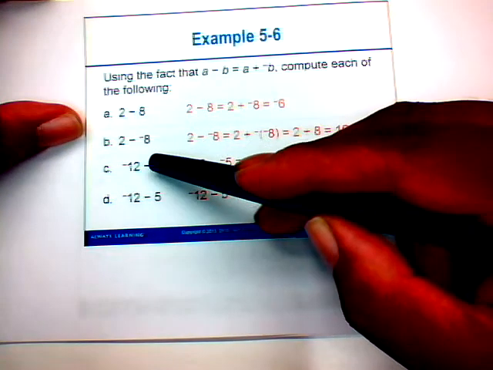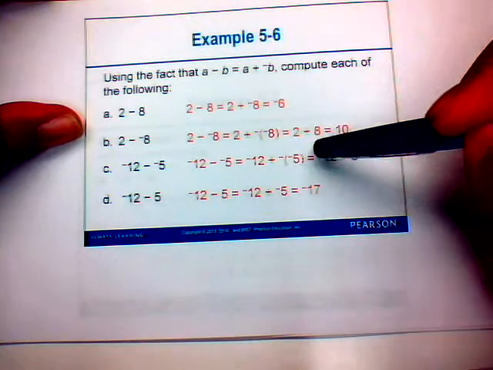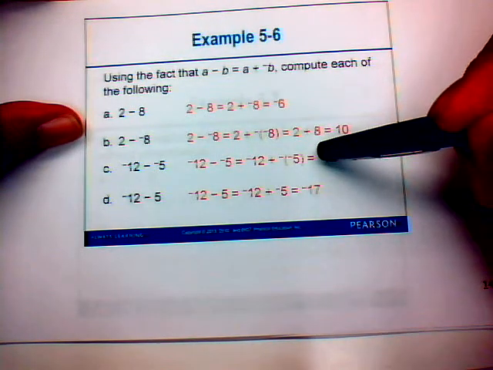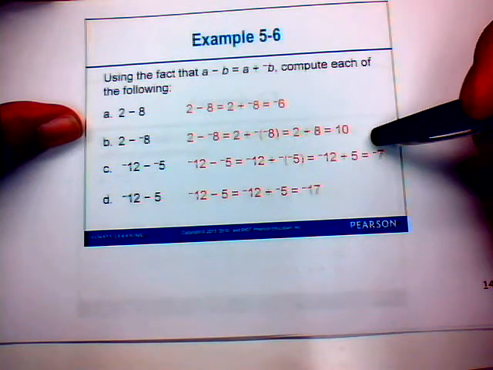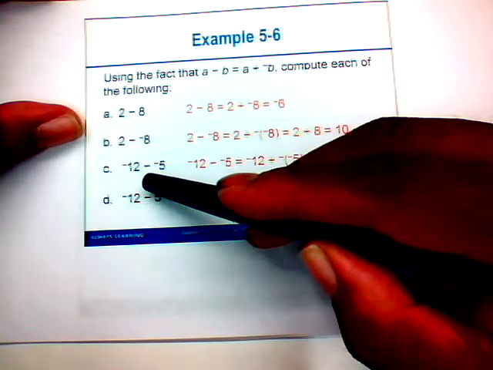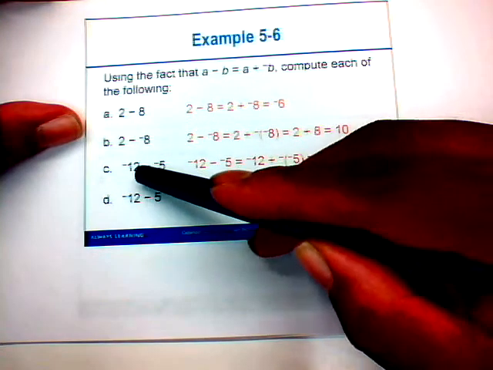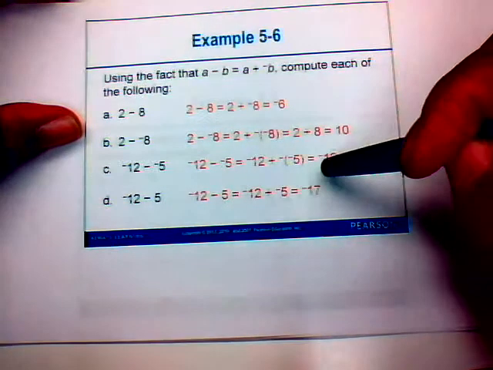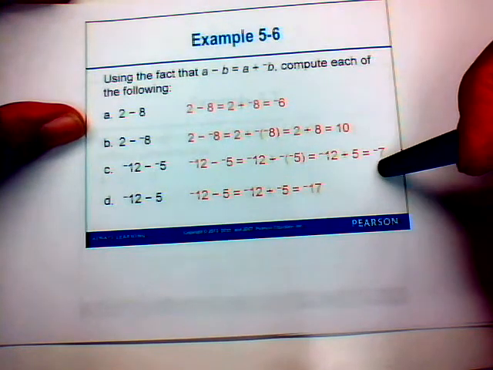2 minus a negative 8: subtracting a negative 8 is the same as adding a positive 8. So you simply have 2 plus 8, which is 10. Negative 12 minus negative 5: subtracting negative 5 from negative 12 is the same as adding negative 12 to positive 5. You'll end up with negative 7.